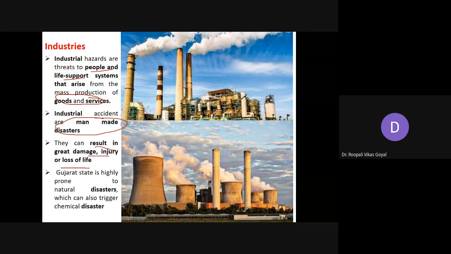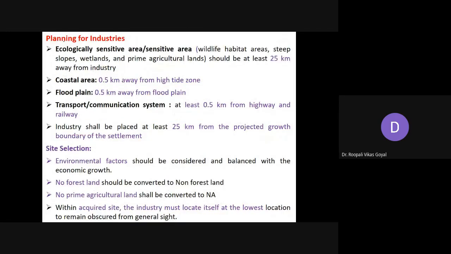And as far as our Gujarat is concerned, it is highly prone to natural disaster, and which can also trigger the chemical disaster, because so many industries are there. So that can also trigger our chemical disasters. So we should know about this industrial construction also.